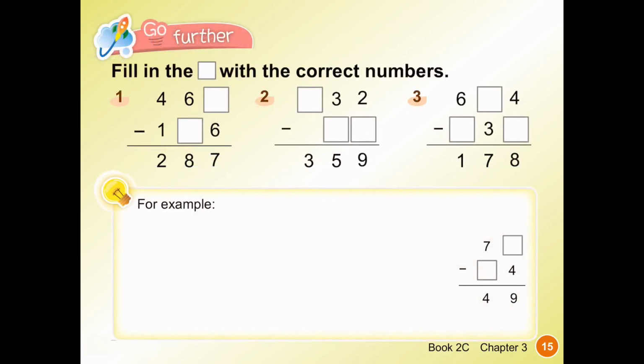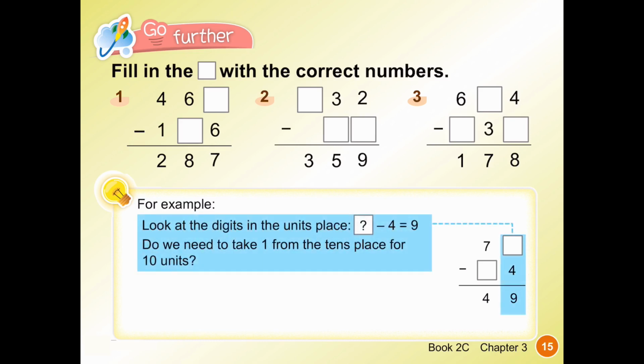So let's move on to the part called Go Further. We have to work on 3 questions with some missing numbers. So I'll show you an example below. Look at the digits in the units place. A number minus 4 equals 9. Do we need to take 1 from the tens place for 10 units? 13 minus 4 equals 9. We take 1 from the tens place.